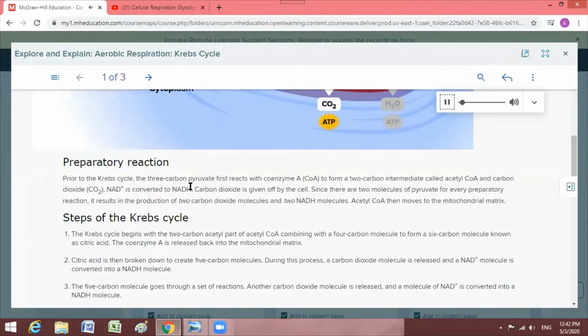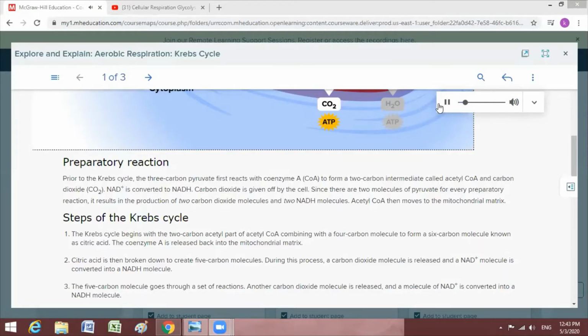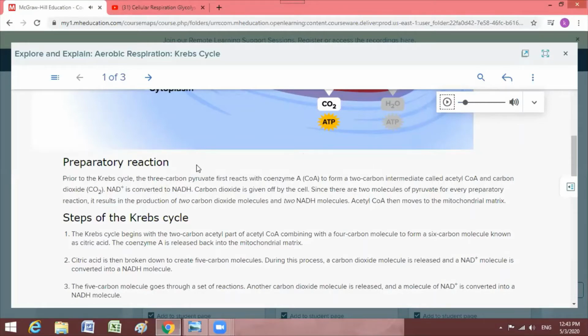The 3-carbon pyruvate first reacts with coenzyme A, CoA, to form a 2-carbon intermediate called acetyl-CoA and carbon dioxide, CO2. NAD+ is converted to NADH. Carbon dioxide is given off by the cell. Since there are 2 molecules of pyruvate for every preparatory reaction, it results in the production of 2 carbon dioxide molecules and 2 NADH molecules. Acetyl-CoA then moves to the mitochondrial matrix. So they call it preparatory reaction, that means preparation of the Krebs cycle.